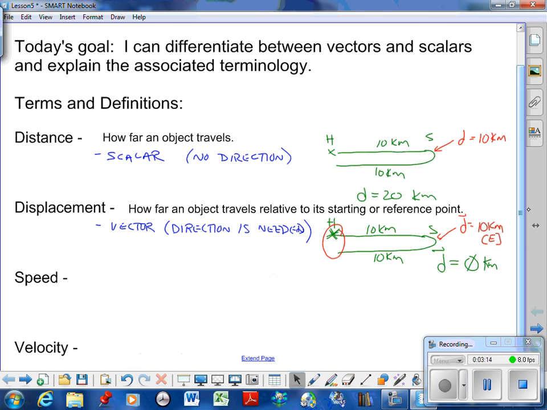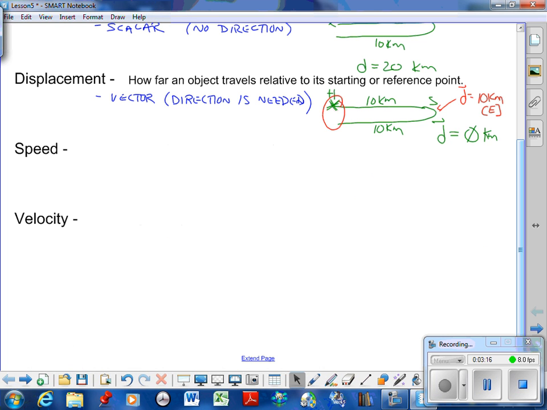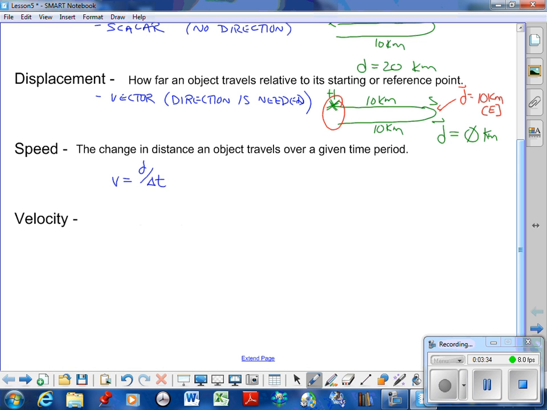As we move on here, we get to speed versus velocity, and again, they're partnered up. Speed is your change in distance of an object over a given time period. Okay, so again, speed, and we use the letter v, and we are looking at distance divided by your change in time. So there's your formula, and we're going to put a whole bunch of formulas down here in a little bit, so it's not too important at this point. But that is what we're looking at.